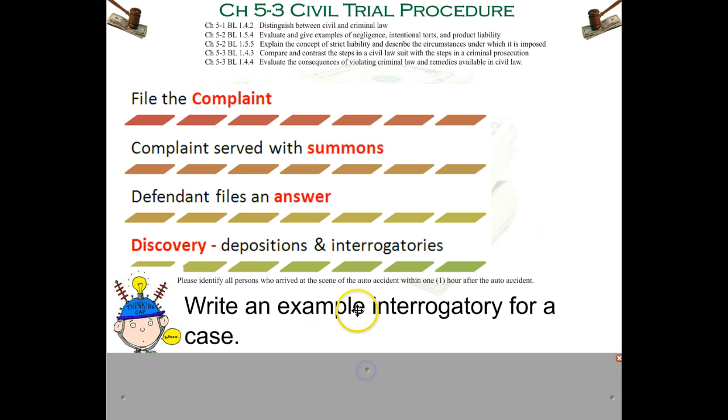All right, I would like for you now to stop and write an example of an interrogatory for a case. An interrogatory is a written question, and that's something that you can go online and search to get ideas. And you can also see I've given you an example of an interrogatory right here. You might ask, please identify all persons who arrived at the scene of the auto accident within 1 hour after the auto accident.